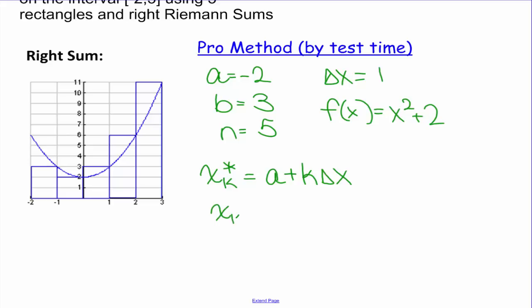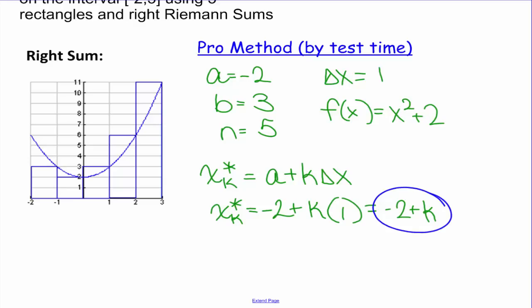So x sub k star, the x value, is going to be -2 plus, now we leave the k, times 1 for delta x. So it's -2 plus k. That's your x value. How do we feel about that? We okay so far?